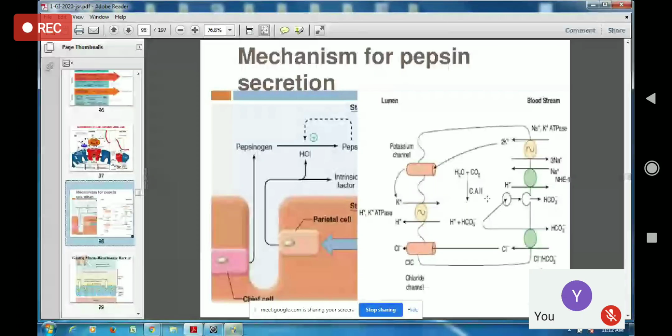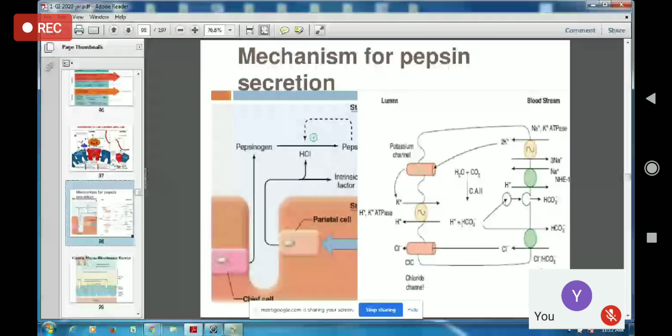Okay, and this hydrogen ion is then pumped. It is not going through the electrochemical concentration gradient. It has to be pumped. It has to go against the electrochemical gradient. So the proton, or the hydrogen ion, is pumped into the lumen of the stomach. This is done with the help of hydrogen potassium ATPase, that is the proton pump. It will take one proton to the lumen of the stomach, and one potassium will get inside.